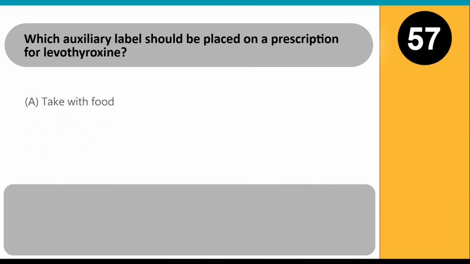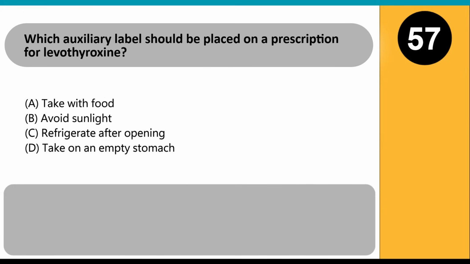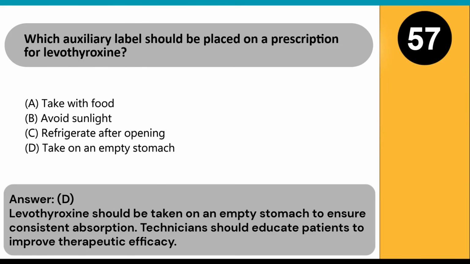Which auxiliary label should be placed on a prescription for levothyroxine? A. Take with food. B. Avoid sunlight. C. Refrigerate after opening. D. Take on an empty stomach. Answer D. Levothyroxine should be taken on an empty stomach to ensure consistent absorption. Technicians should educate patients to improve therapeutic efficacy.